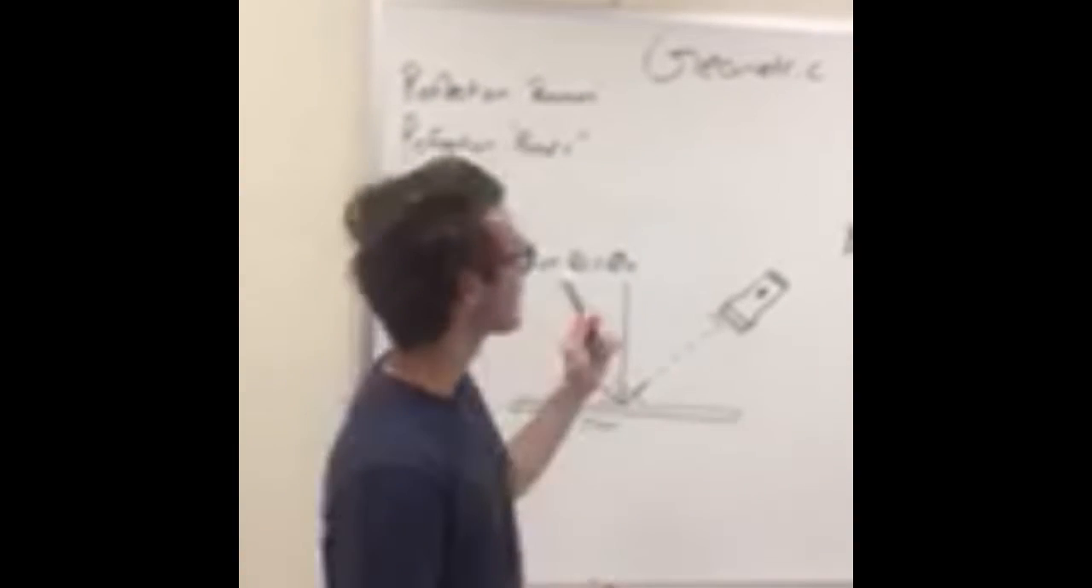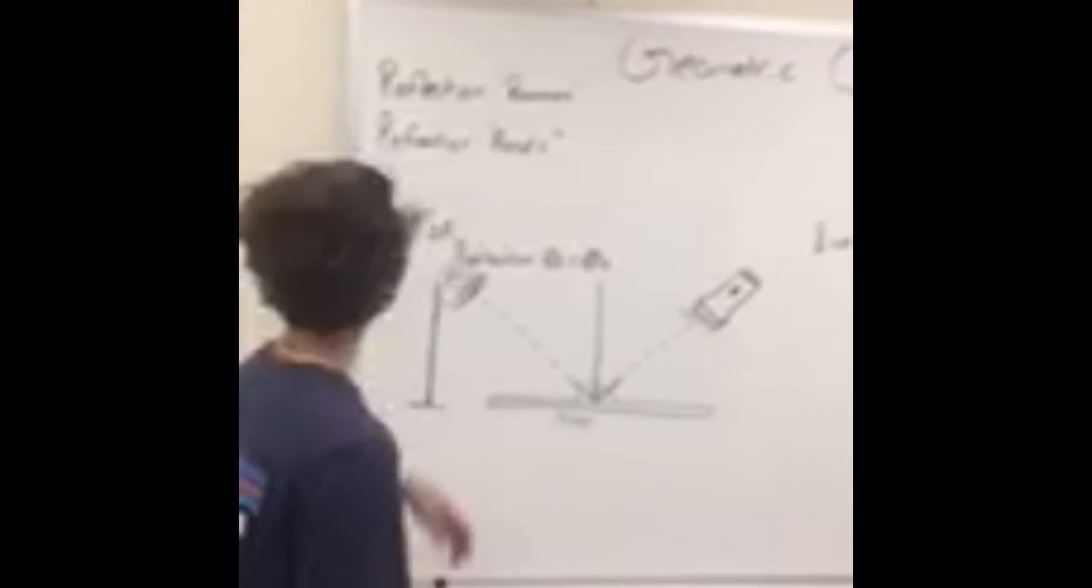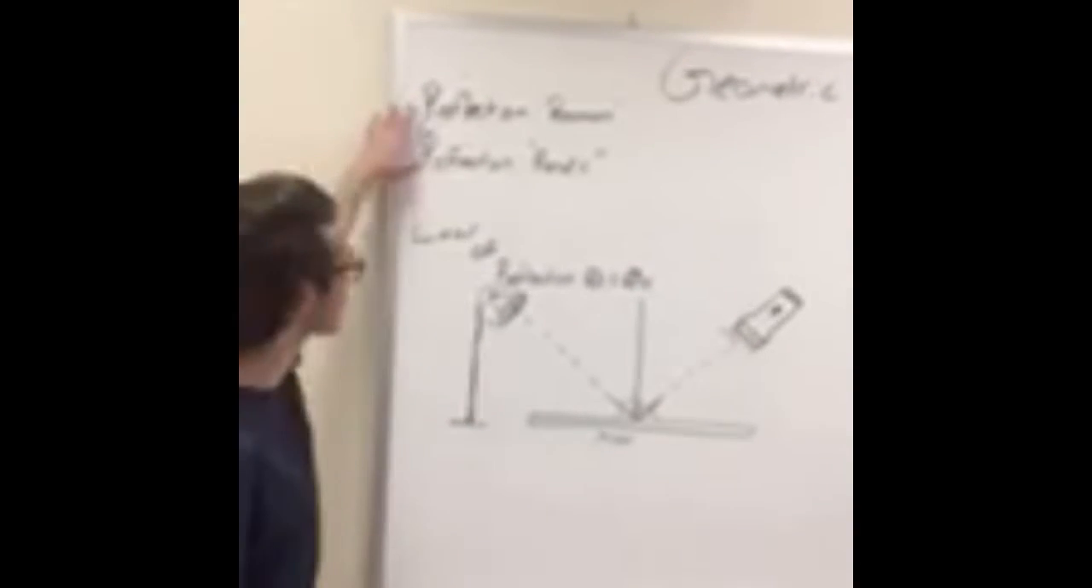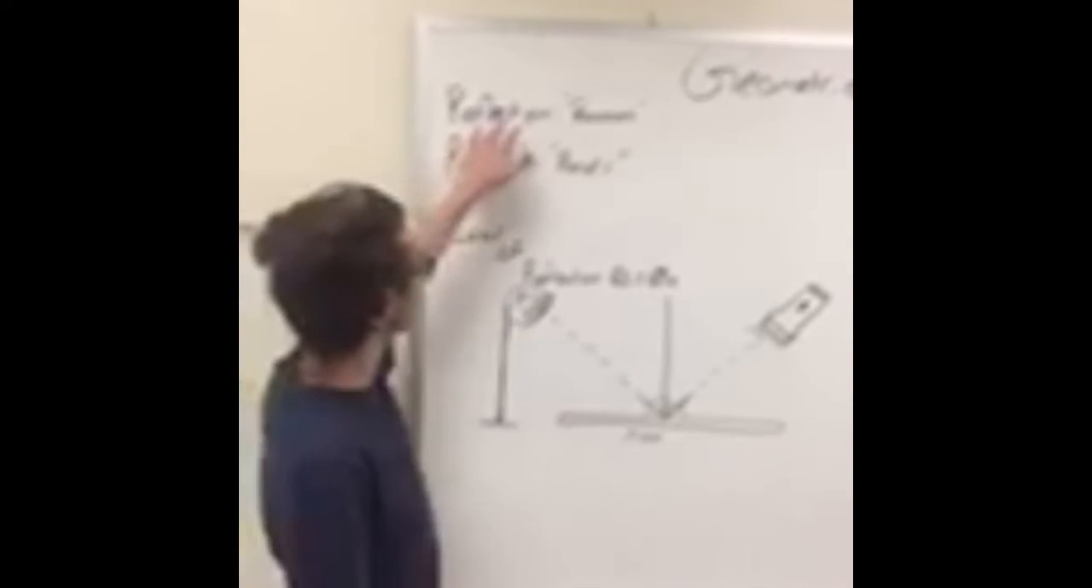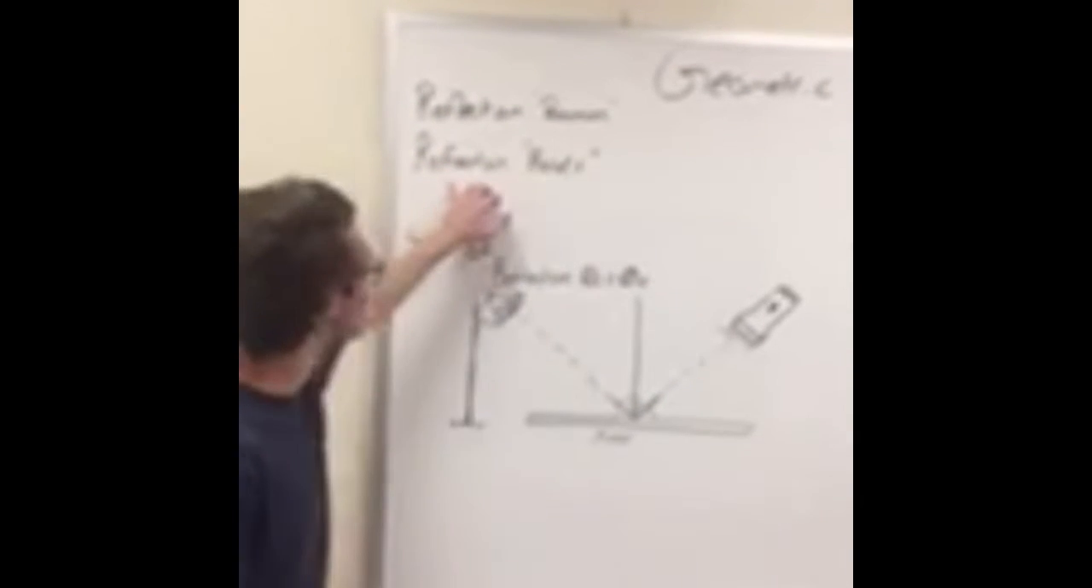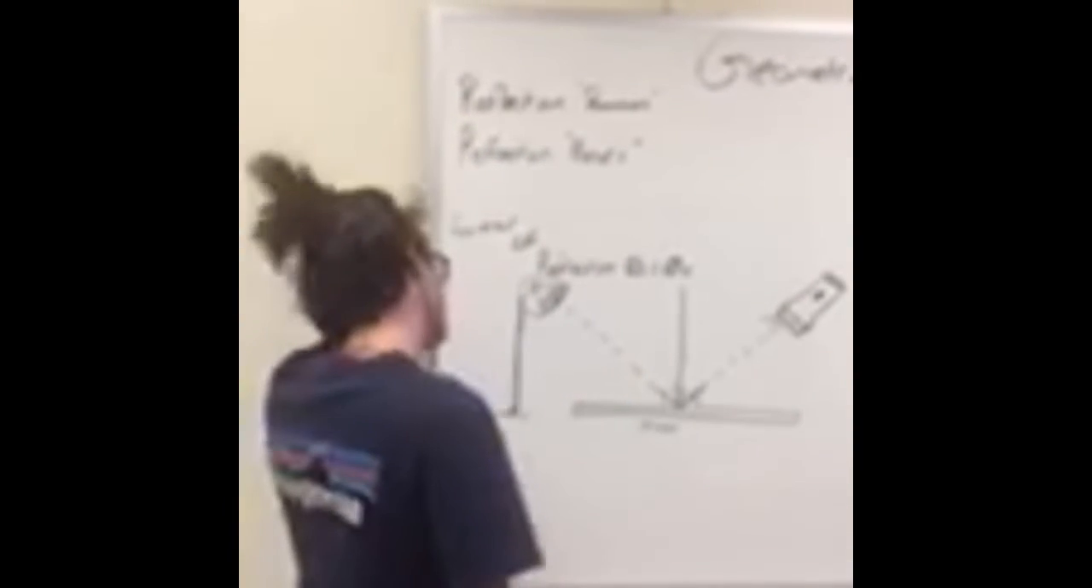We're going to be talking about geometric optics, namely two things, reflection and refraction. Those two R words basically just describe how light moves. Reflection is how light bounces, and refraction is how light bends. So we're going to start with reflection because that's kind of the easiest one to do.